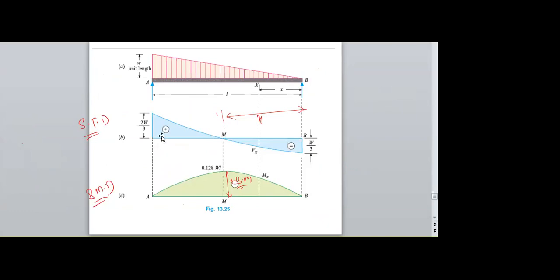This is the diagram. This point will be a positive point and this will be a negative point. All of this will be negative points. All of this will be positive points.